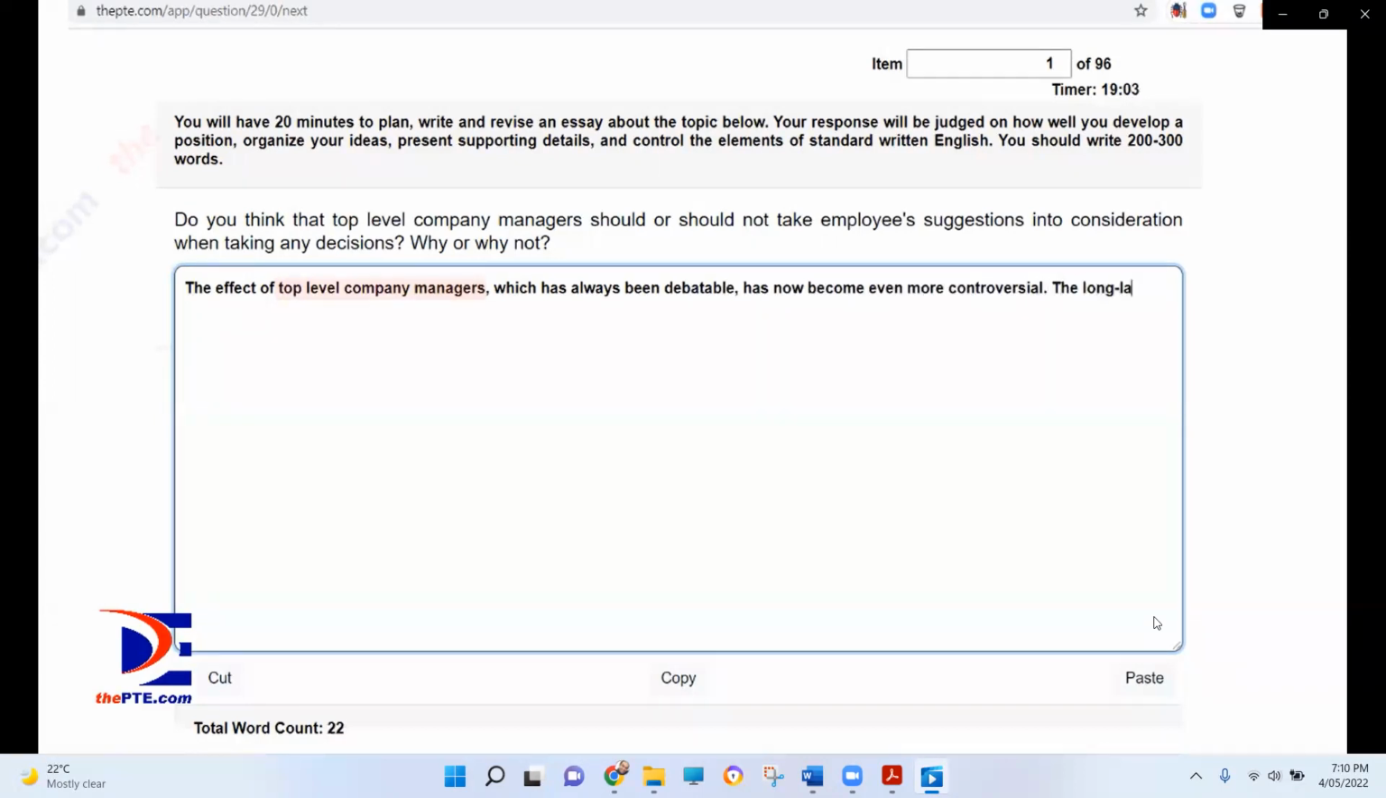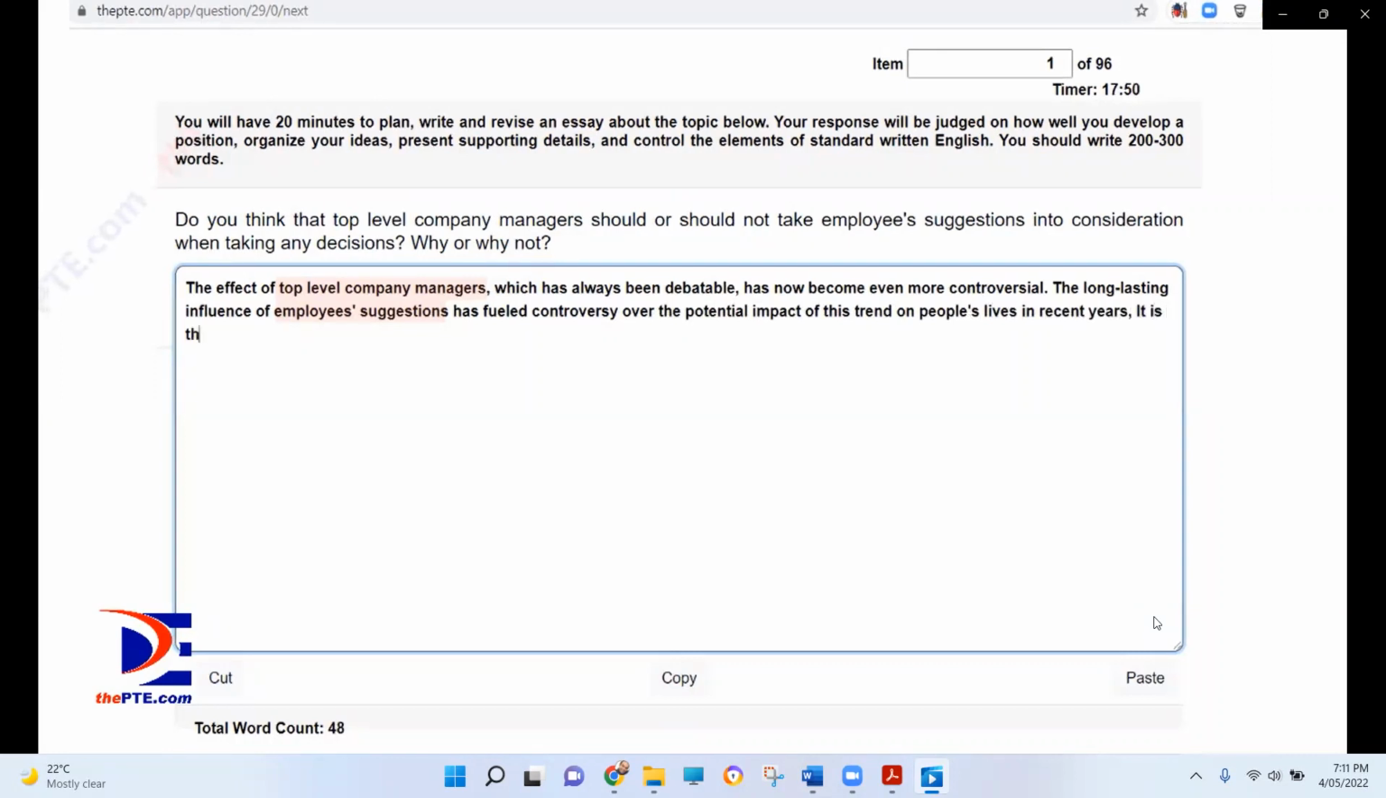"The long-lasting influence of," again, part of the topic, preferably no verbs. You can repeat the same nouns as you used before, the top-level company managers, but I'm going to use different nouns, and that is employees' suggestions. So, "The long-lasting influence of employees' suggestions has fueled controversy over the potential impact of this trend on people's lives in recent years."